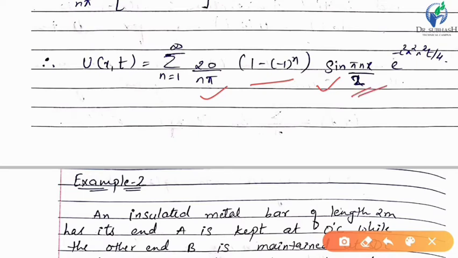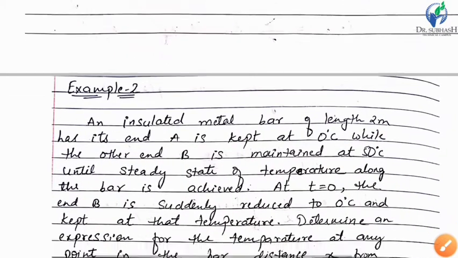So L is 2, into e raised to minus c square pi square n square t upon L square. So that will become 4. This is my general solution of the heat equation according to the given condition. Let us take one more example.